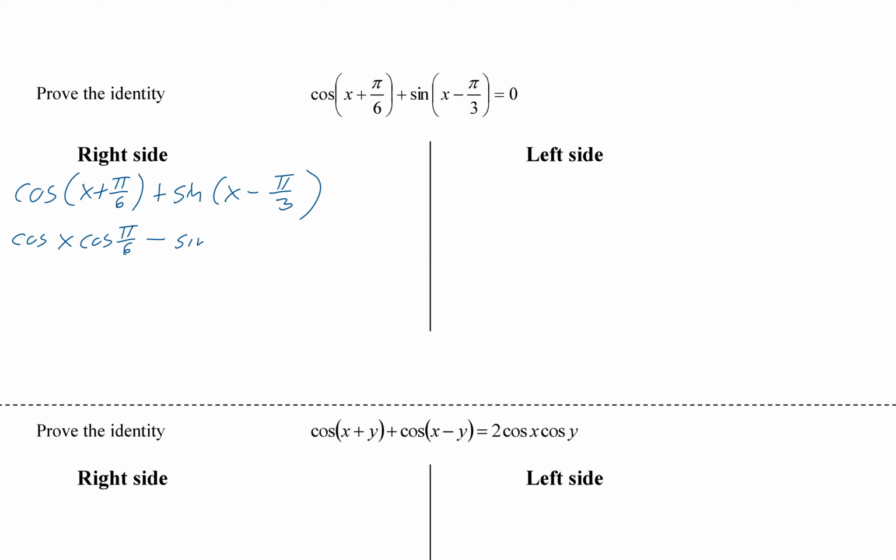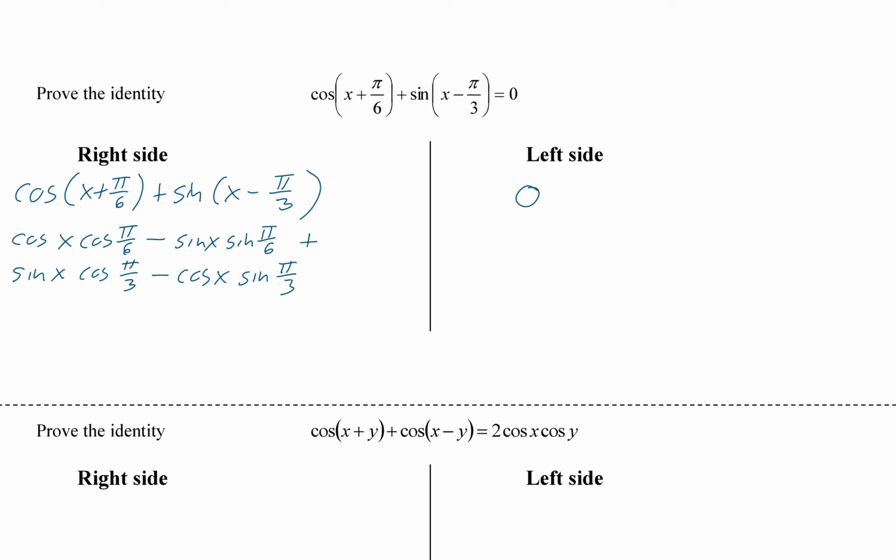Minus. I'm going to put the sign underneath it, just because I'm out of room. Put a little plus sign here. We get sine x cosine pi over 3 minus cosine x sine pi over 3. Now all we have to do is a little simplifying, and we should end up with 0.